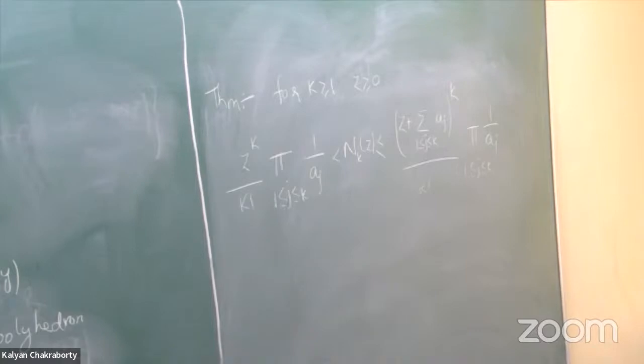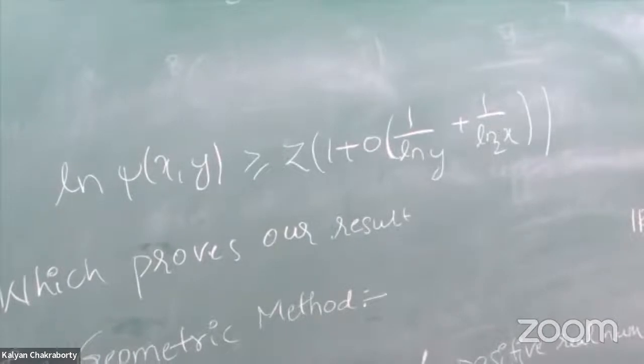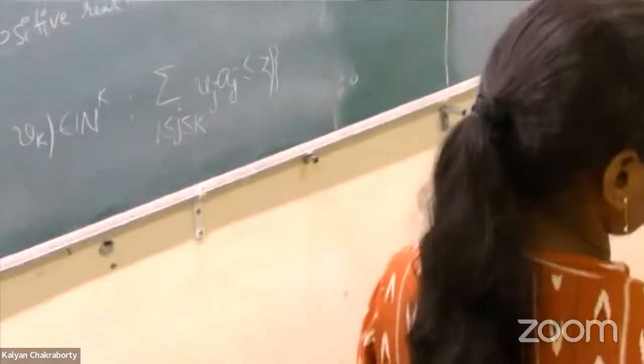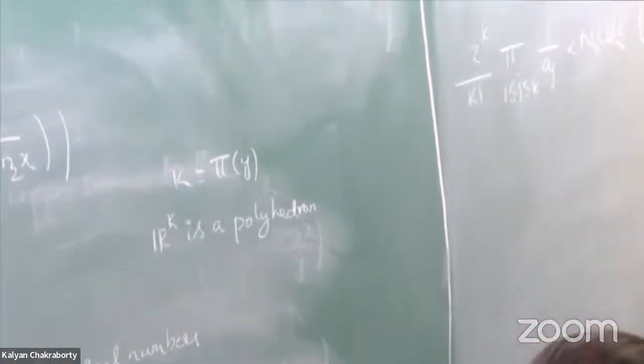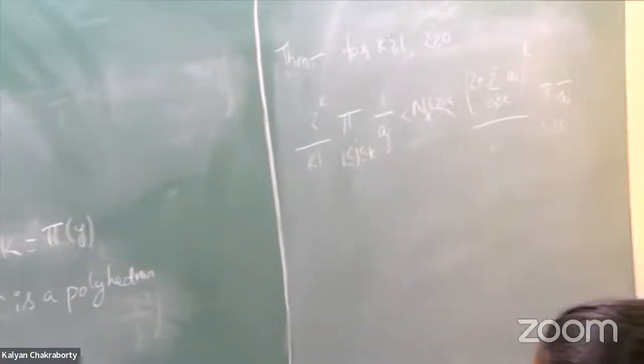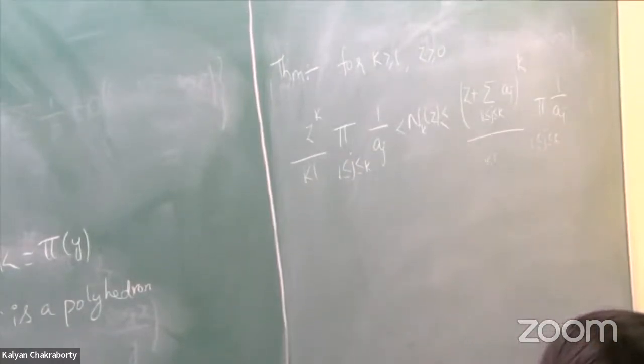The geometric method is the same. So what is your aim to do? We are finally going to prove that this area is going to be equal to pi of x somehow. I want to prove that.